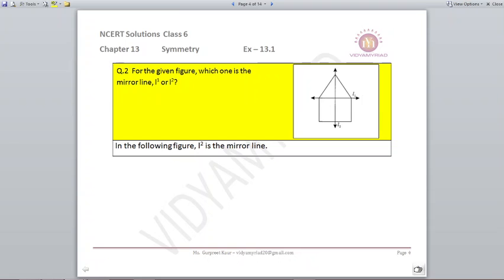For the given figure, which one is the mirror line, L1 or L2? Now if you see, there are two lines here, L1 and L2. If I take the L1 line and put one part upon the other, one is a triangle and the other is in the form of a square, so it cannot match, it is not possible. But if I take the mirror line L2 and fold it, the image is exactly the same. So in the following figure, the mirror line will be L2.